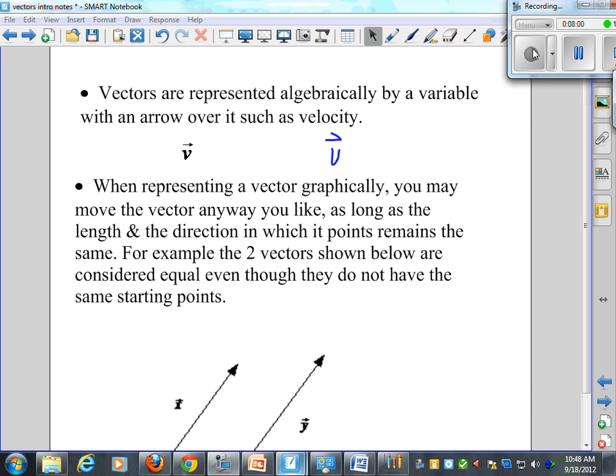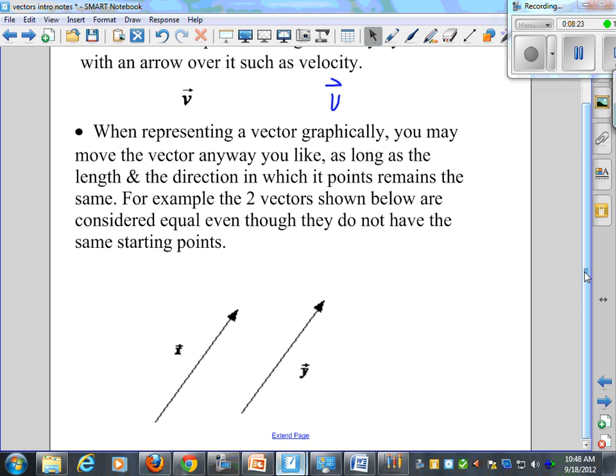When representing a vector graphically, in other words, when drawing the picture, you can move the vector any way you like. It can be anywhere on the page as long as two things remain the same: the length and the direction. The length and the direction must remain the same. It can be anywhere. And here's an example. Two vectors shown below are considered equal, even though they do not have the same starting points. I have vector x and vector y there, but they would be equal. How come? Because they point in exactly the same direction, they have the same angle, and they are the same length. It is exactly the same principle as this.